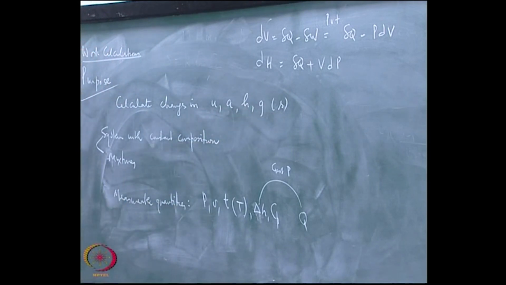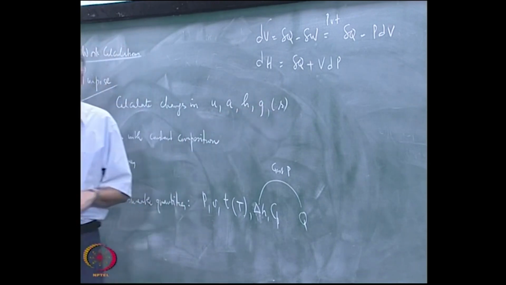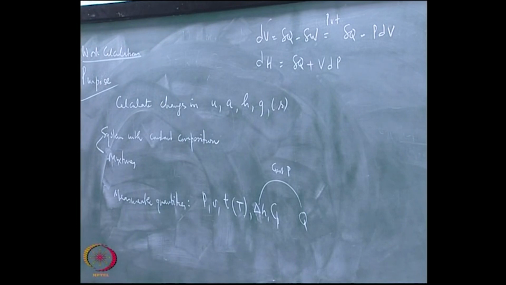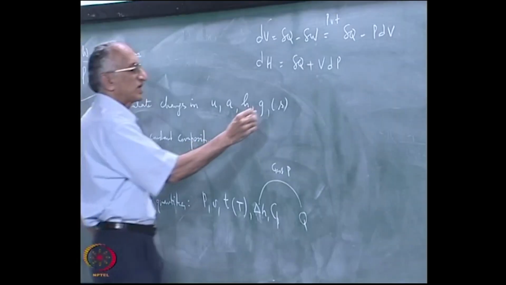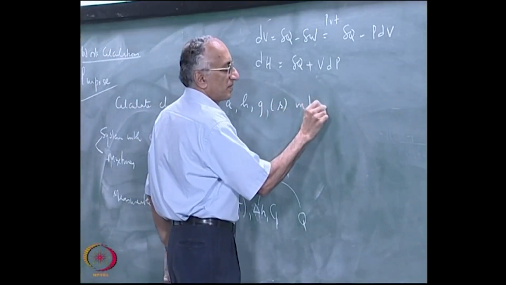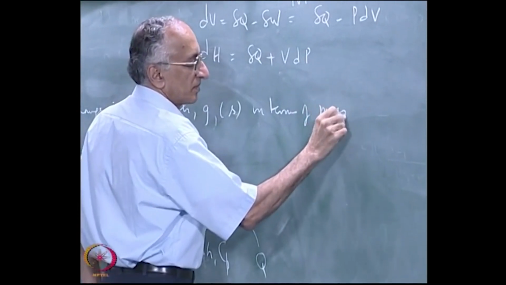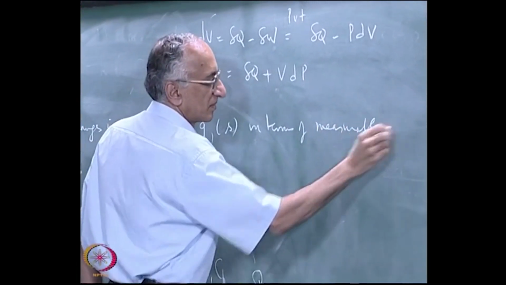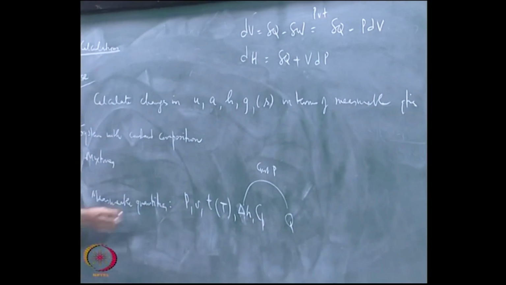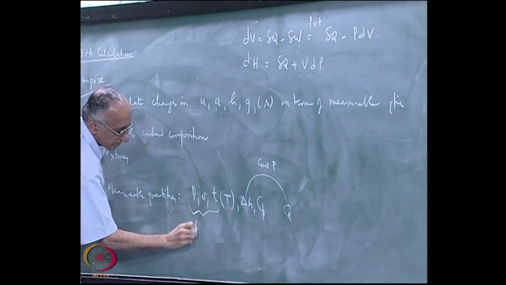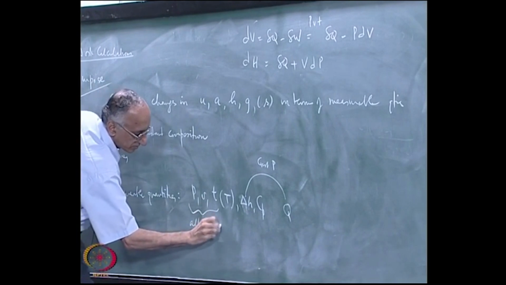The thumb rule is that on the right hand side, if you get measurable quantities, stop. Otherwise you can keep going around in circles and come back to the first part of the derivative. So our purpose will be to calculate changes in terms of measurable properties. And measurable quantities are these, and all their derivatives are considered measurable.